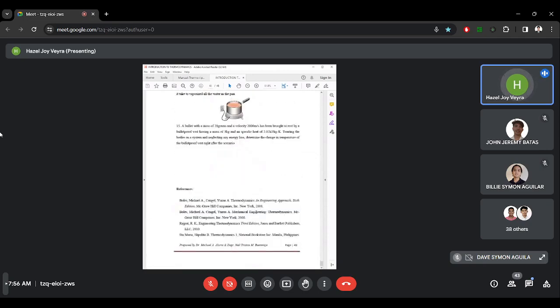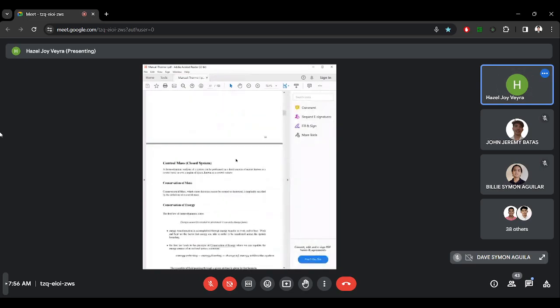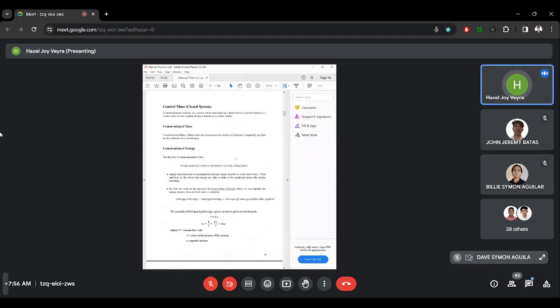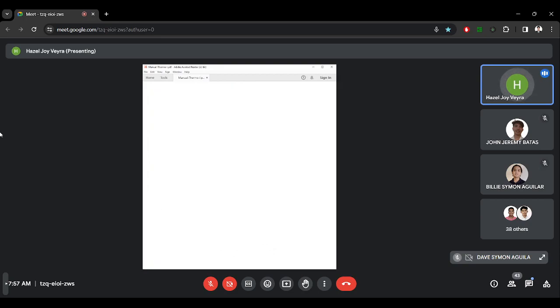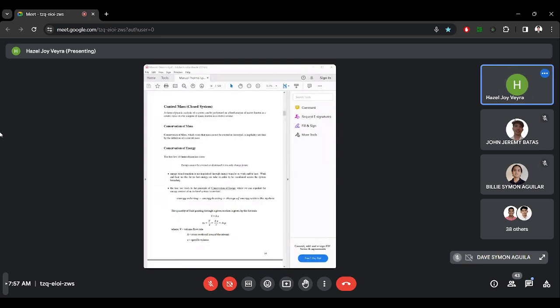Okay, so punta muna tayo sa first law of thermodynamics. But before we proceed with the first law of thermodynamics, I want everyone to understand first the different systems or the different types of systems in thermodynamics. So first, punta muna tayo sa aking note.